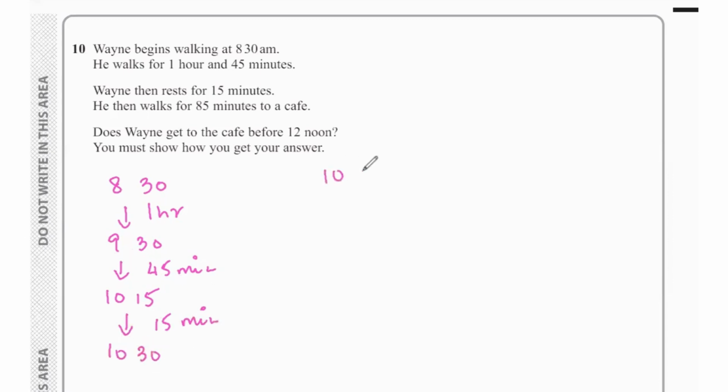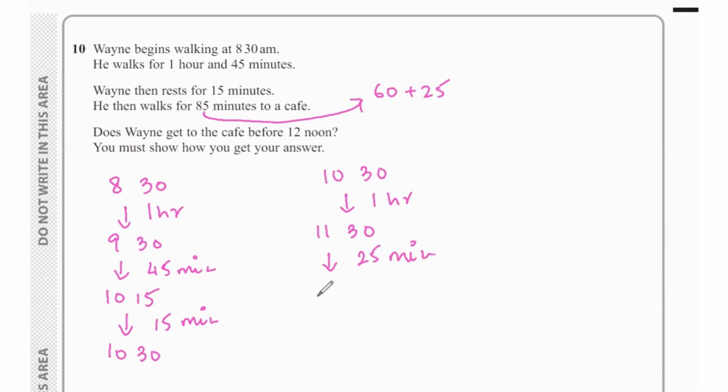Then from 10:30, he walks for 85 minutes. So let's split 85 into 60 and 25 minutes. So 1 hour, that's 11:30. 25 minutes, that's going to be 11:55. So as you can see, Wayne does reach the cafe before 12 noon since his arrival time is 11:55 a.m. So yes.